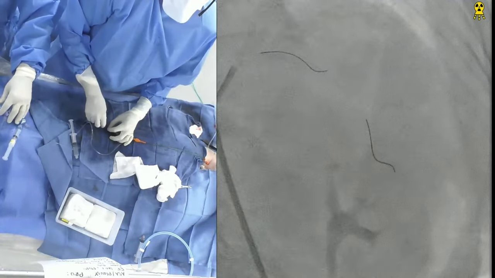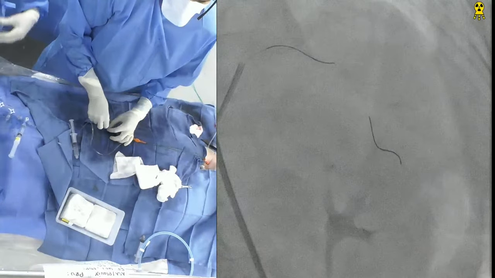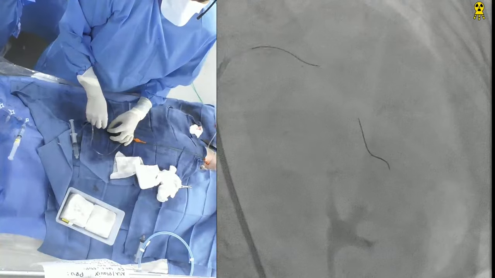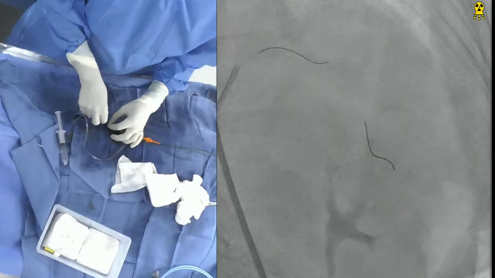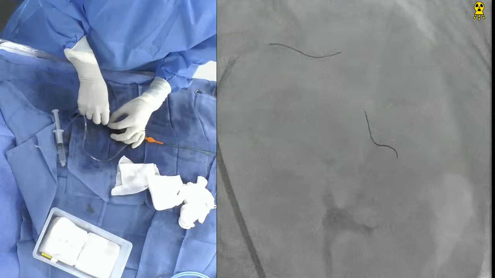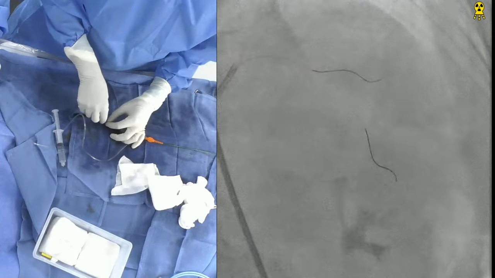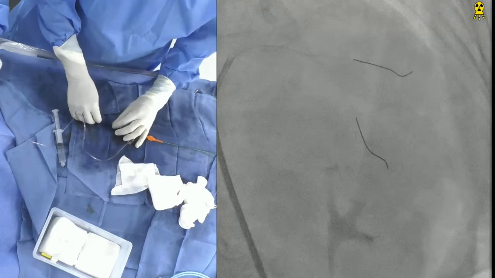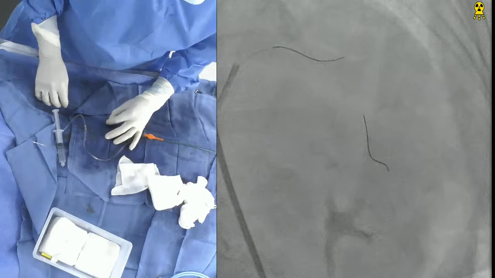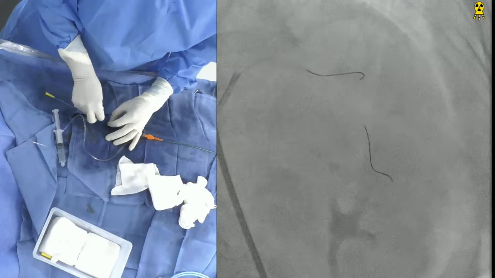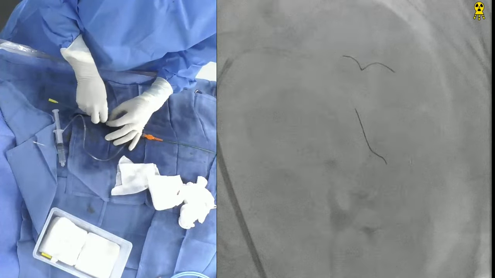Yeah, the guide is out. We have to advance the guide to see. Now we have our other. Good. Some dye now. No. That's also very tortuous. Yes, let's bring the guide in so we can take a better picture. Okay. Wire came out. Good. That's the way it is.